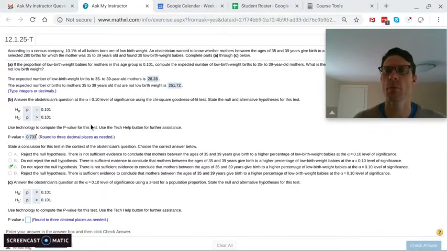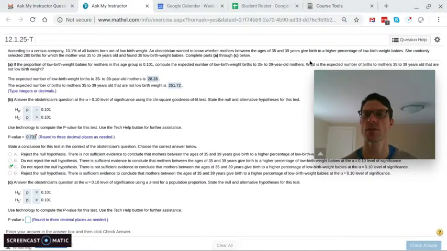Okay, this is number 11 on 2.1, and I'm glad somebody asked this because it's actually kind of a question for myself as well. So, anyway, we have a census company with the figure that 10.1% of all babies are born with a low birth weight. An obstetrician wants to know if mothers between the ages of 35 and 39 years old give birth to a higher percentage of low birth weight babies.